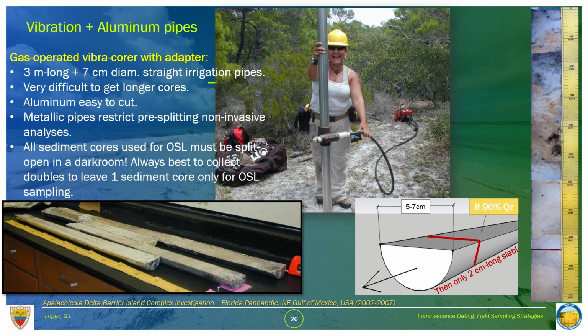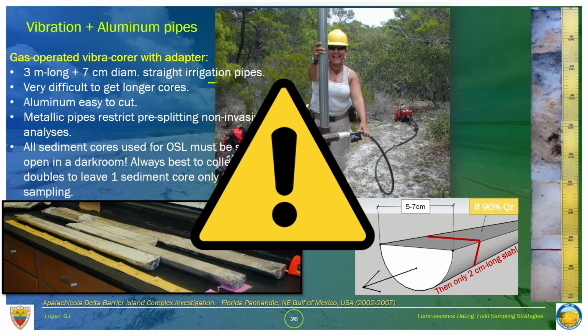So your sediment has to be really quite quartz or feldspar rich in order for you to get from a slab of around 2 centimeters long, more or less, enough purified grains for the measurement. So this is why this is extremely complicated and you have to be cautious about it.